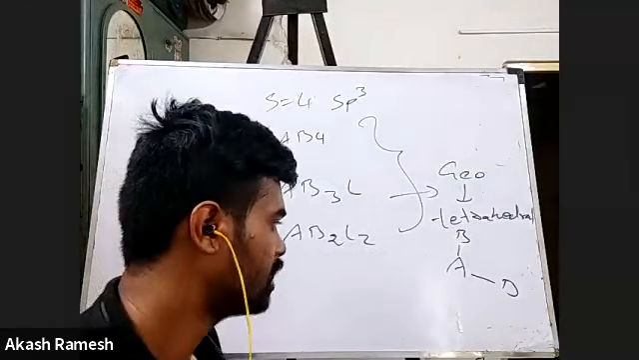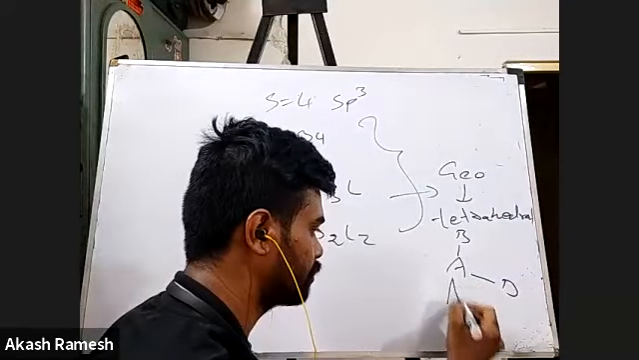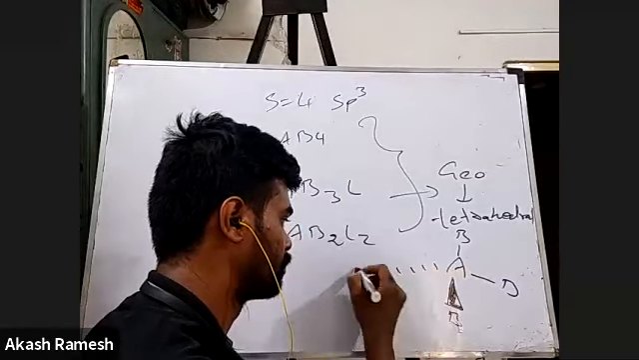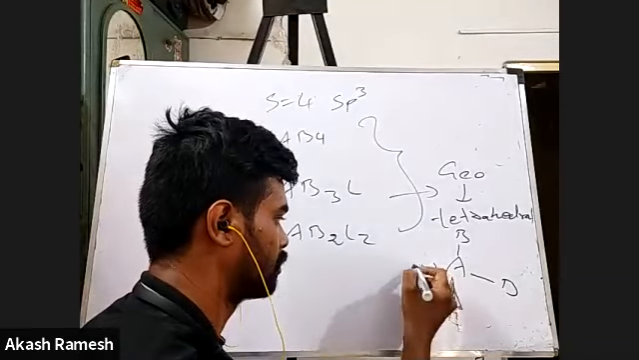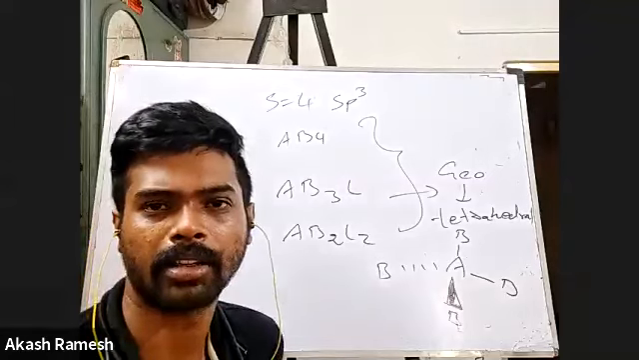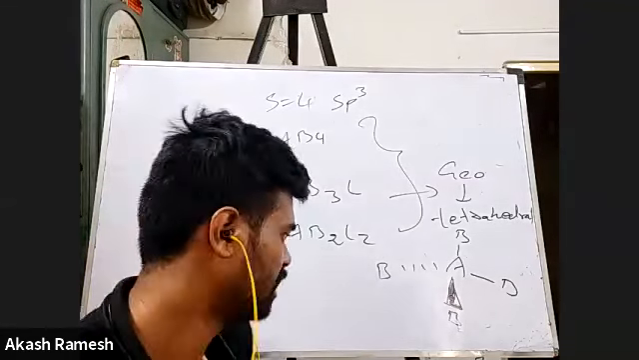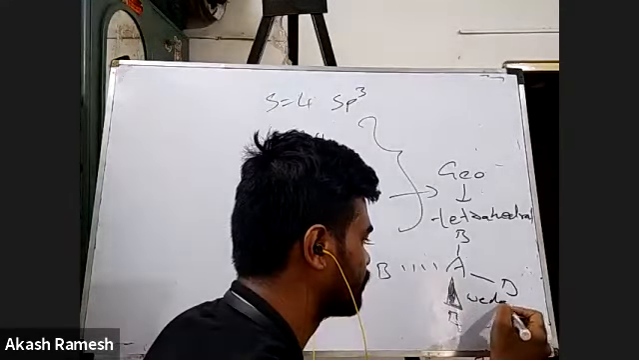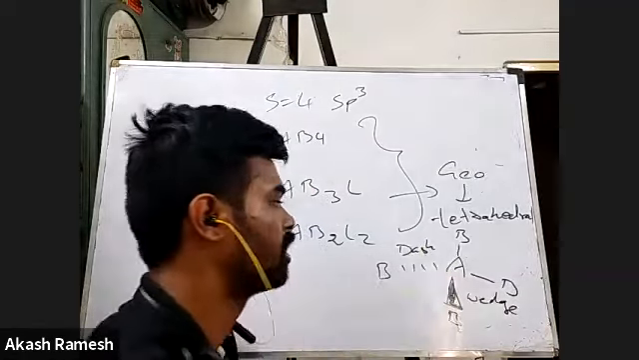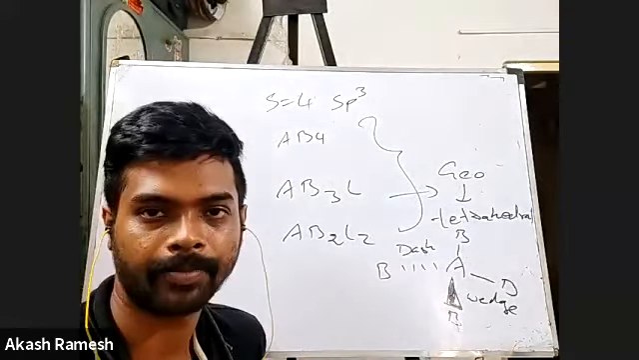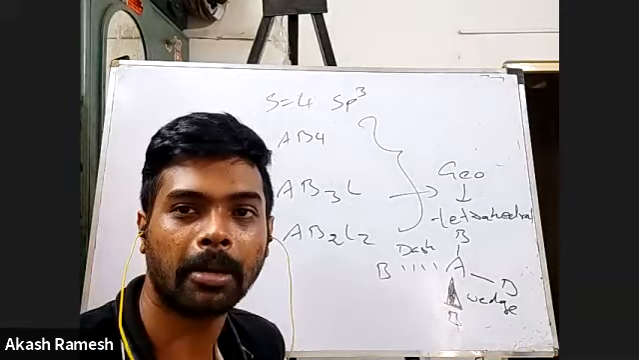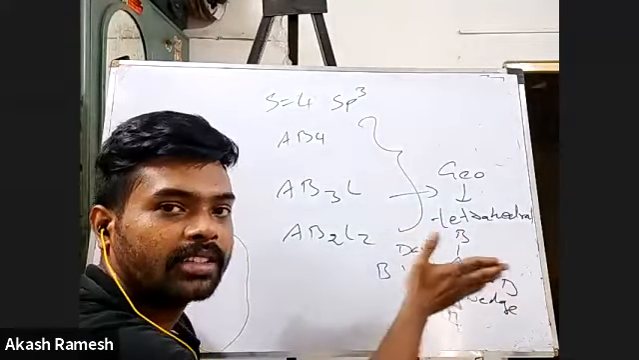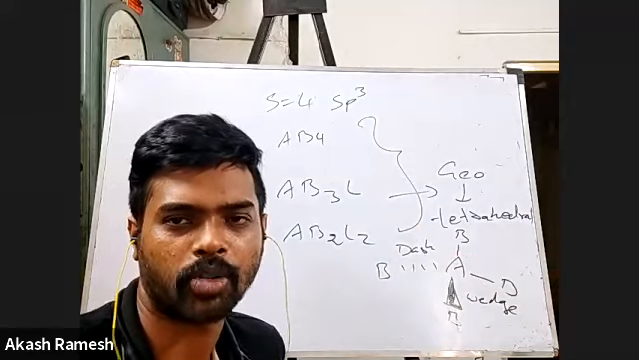Okay. So this is how it's going to be, something like this. So what does it represent? Now you're seeing 2 different types of representation. This is a wedge, and this is a dashed line. These 2 represent whether the bond is coming towards you or whether the bond is going inside. Obviously, it is not in the same plane. That's what you need to understand.